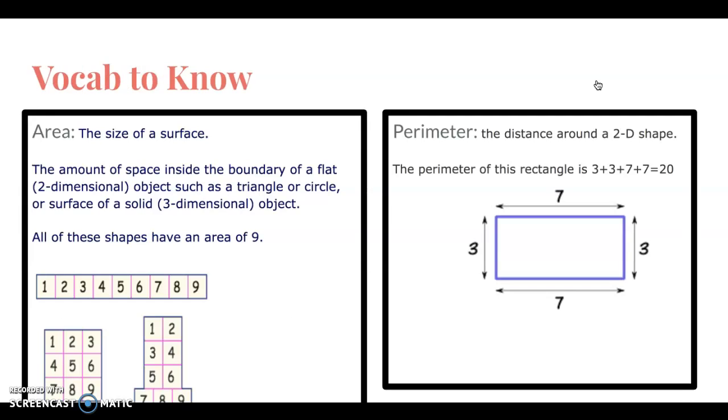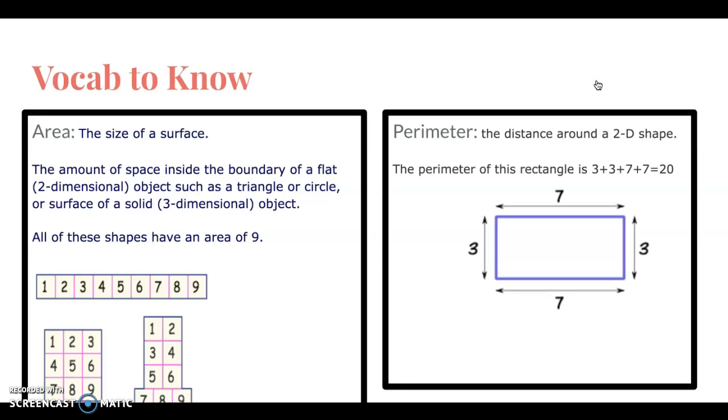Area is the size of a surface, the amount of space inside the boundary of a flat, two-dimensional object such as a triangle or circle, or surface of a solid three-dimensional object. Below you will see an image of 3 different shapes that all have an area of 9.